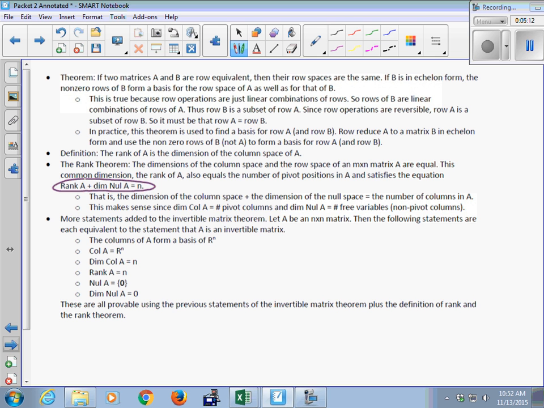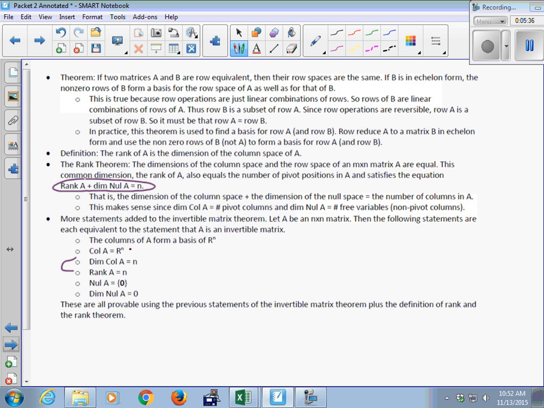For spanning, column space of A being R^n, there would be a pivot in every row. Yep. The dimension of the column space is n. That means you have n pivots. Again, n pivots was already in our list of invertible matrix theorem statements. The rank of A is n. Same thing. The rank is the dimension of the column space. So these two are identical.